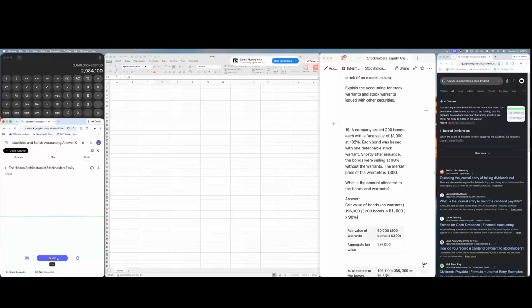That is a fantastic catch. I would have been clearer there. It is actually a detachable stock warrant, which is a bit of a specific creature. Think of it like a coupon attached to a bond that you can actually tear off. Once you detach it, you can sell that warrant separately from the bond itself. It gives the owner the right to buy stock at a fixed price later on.